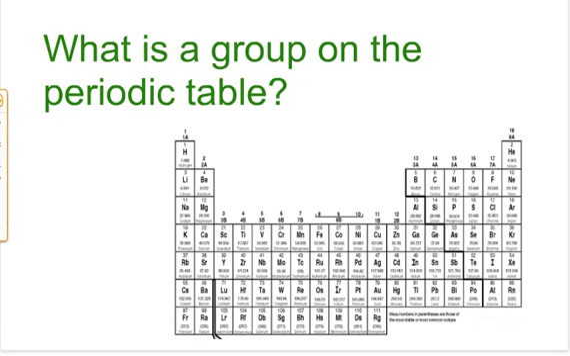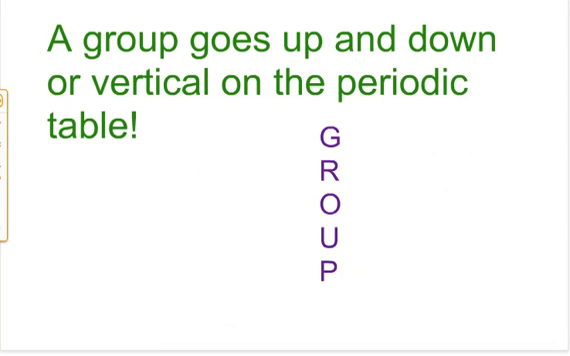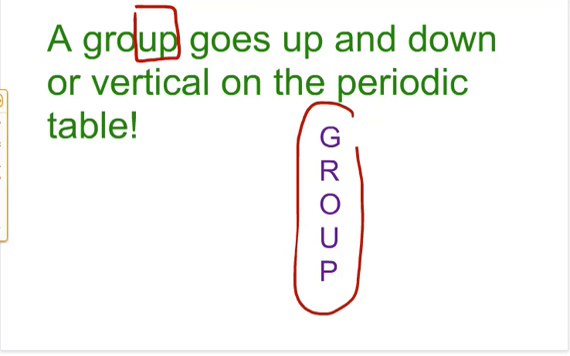The video is called, What is a Group on the Periodic Table? A group goes up and down, or vertical, on the periodic table. An easy way to remember that is group has the word up in it. Also, when we write it, we're going to write it like this, because groups go up and down, or vertical, on the periodic table. Don't forget we have the word up.